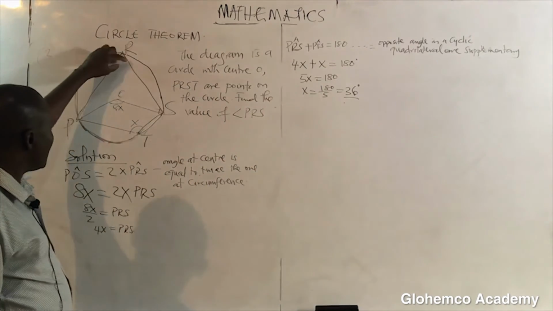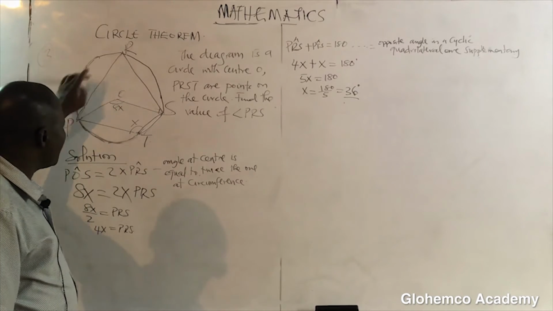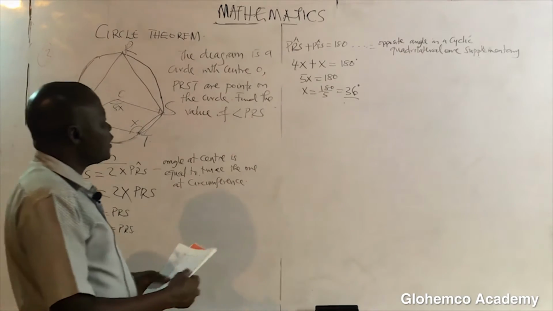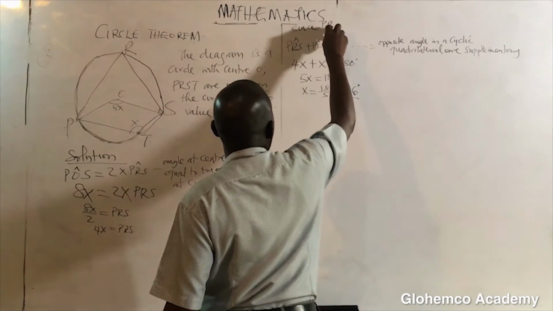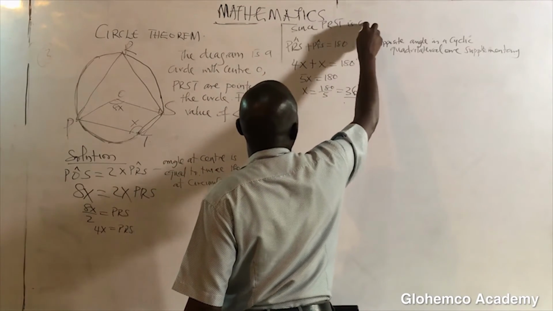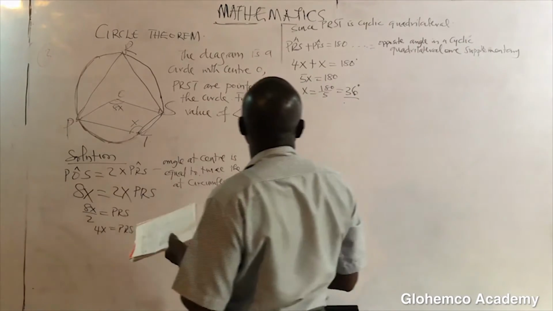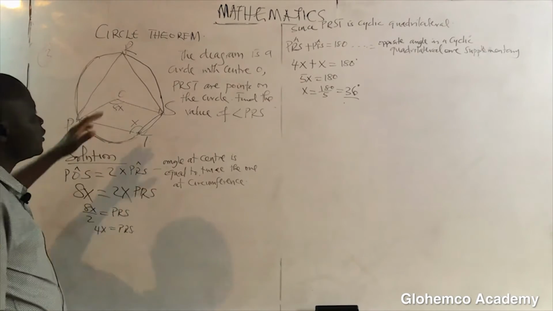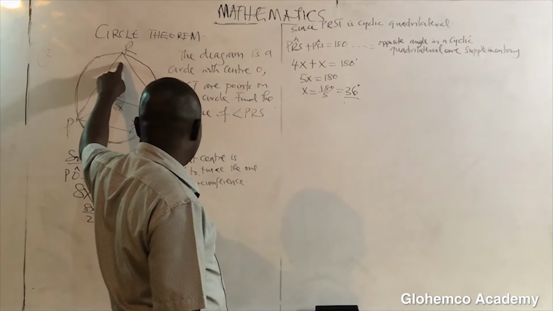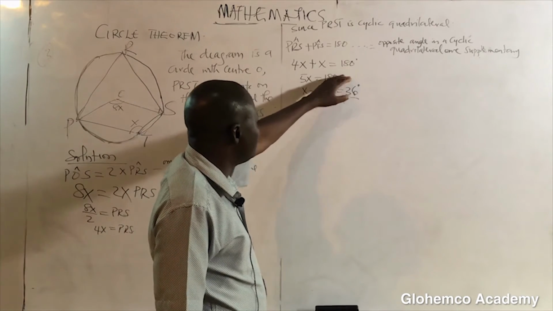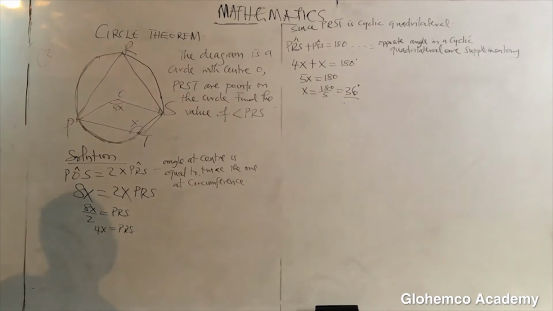At the top here, the angle here is opposite this one, and we said it earlier on that PRST is a quadrilateral. Now, to make it clear for you, since PRST is a cyclic quadrilateral, the opposite angles are supplementary. So we have our 4x here, 4x plus this x equals 180, which is supplementary. Adding this together gives us 5x equals 180, and our x is 180 divided by 5, which is equal to 36.